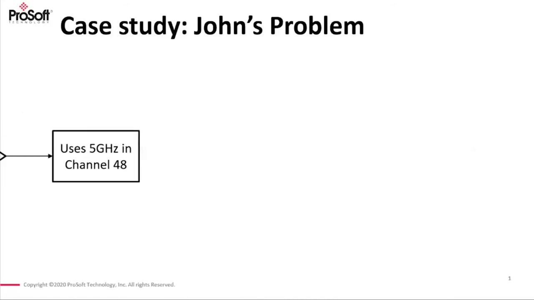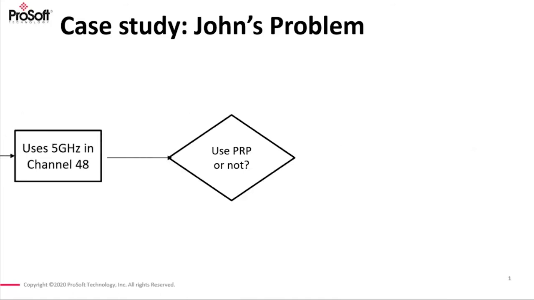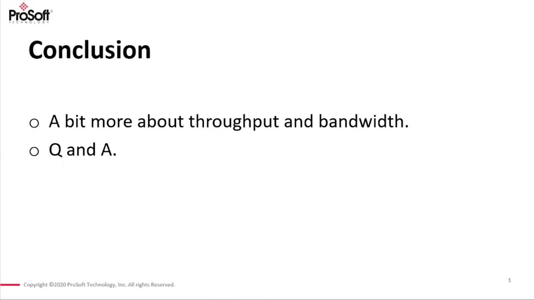He then looks at tolerance. With a level 3 requirement, a single packet loss would not be ideal for him. So he decides to minimize the likelihood by utilizing the advantages that come with PRP. And just like that, we have basically gone through the entire design process and decided we're going to use ProSoft radios, on 5 GHz in channel 48 configured to operate under PRP conditions.